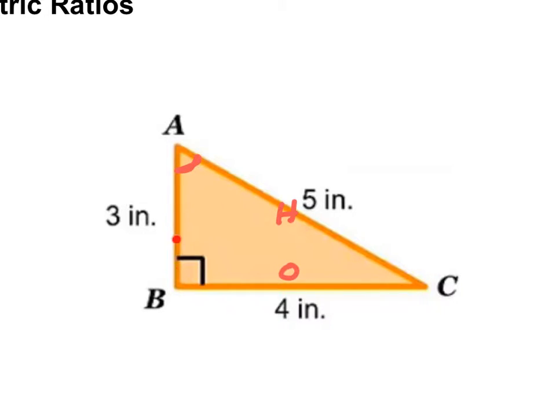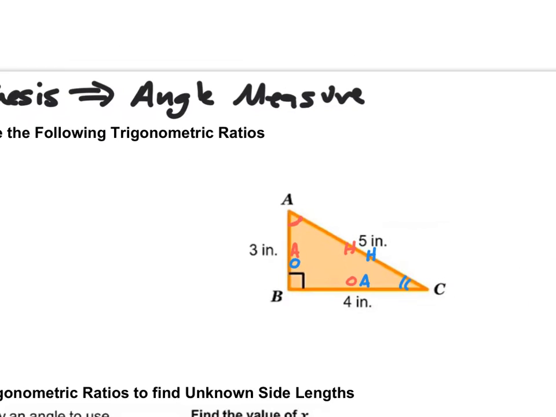Adjacent means that it touches that angle. So this is my adjacent side. Now we also talk about angle C over here, and what I want you to notice is that you still have the hypotenuse, it's still in the same position, but your opposite side and your adjacent side switch. So it's important that you take a look at that and understand what those are.